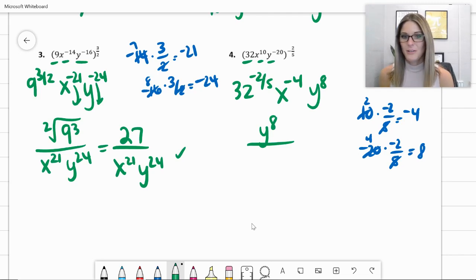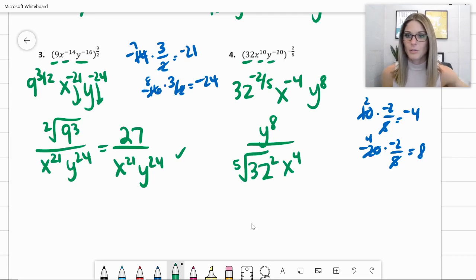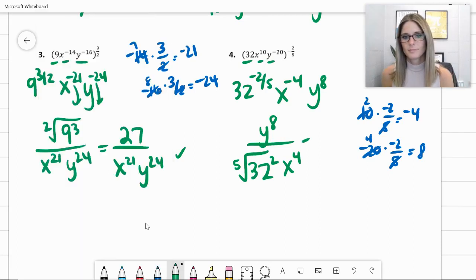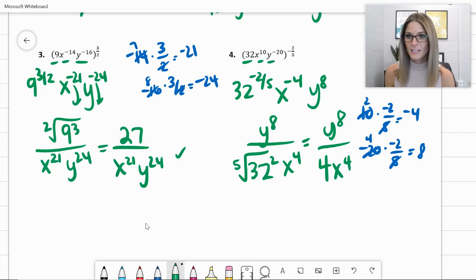The 32 is a 5th root. 32 squared, x to the 4th. Now let's use the calculator and figure out what that 5th root is. So control and the caret button gives me the 2 boxes with my radical. It's a 5th root of 32 squared: 4. Y to the 8th over 4, x to the 4th. Final answer. No more fraction exponents, no negative exponents. Everything is changed into radicals and simplified.